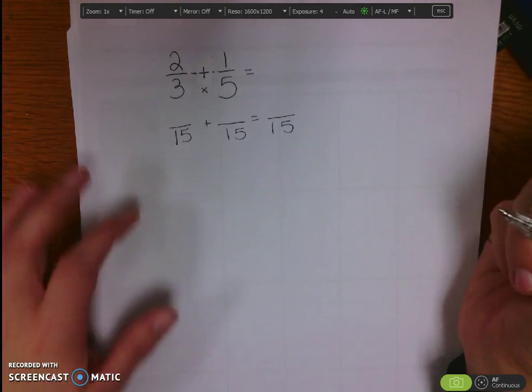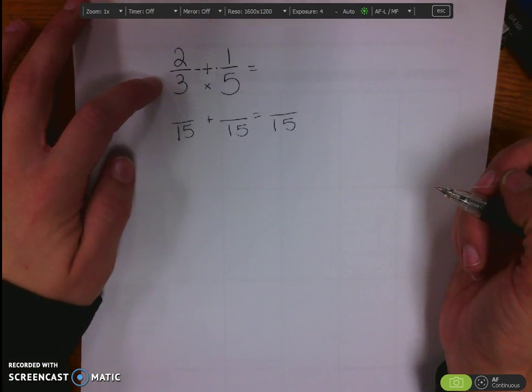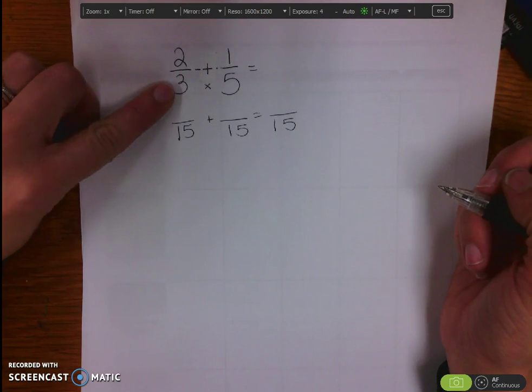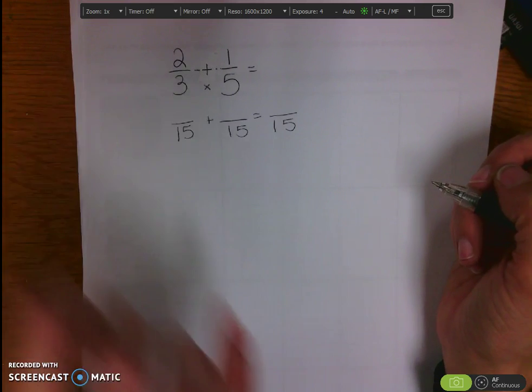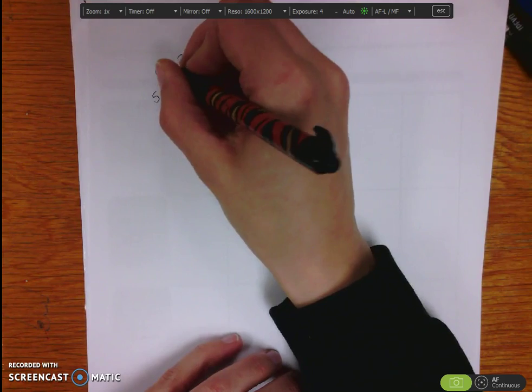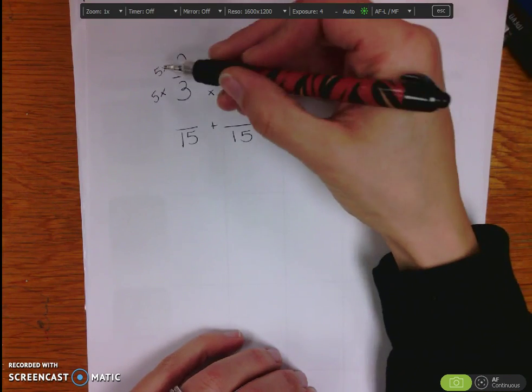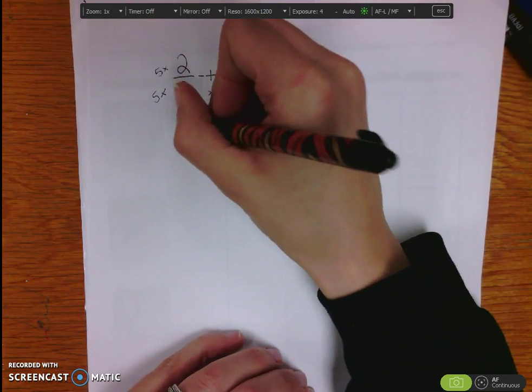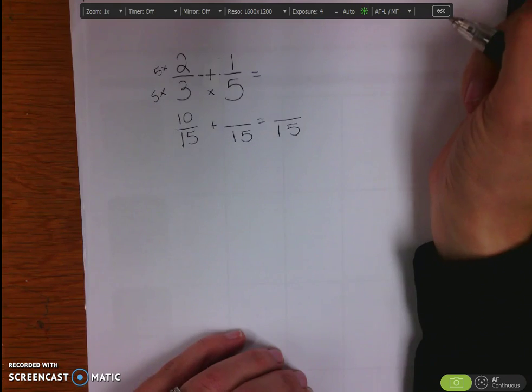And then we have to change the numerators the same way that we change the denominator. So we have to figure out 3 times what got us to 15. 3 times 5. And whatever you do to the bottom, you have to do to the top. So our new numerator would be 5 times 2, which equals 10. Then we do the same to the other side.